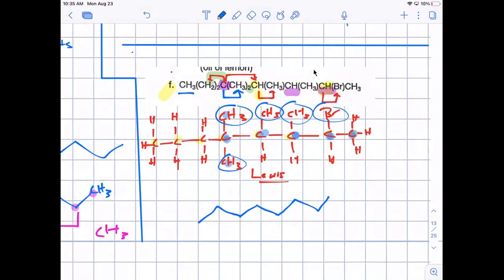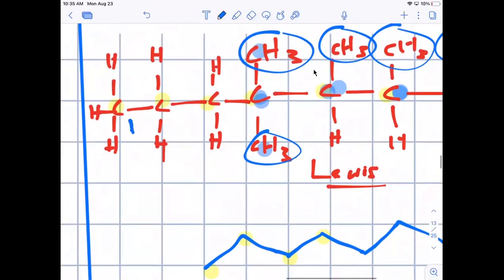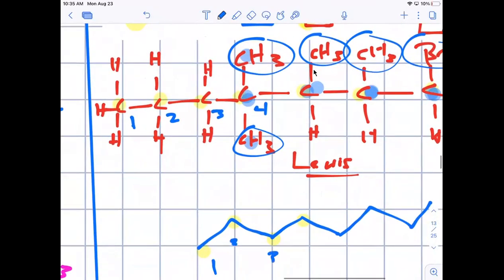So now if you look at carbon 4, let's count them out. 1, 2, 3, 4. What's on 4? Up here, let's count it. 1, 2, 3, 4. 1, 2, 3, 4. What's on carbon 4 in the Lewis form? CH3. How many? 2. 2 of them.